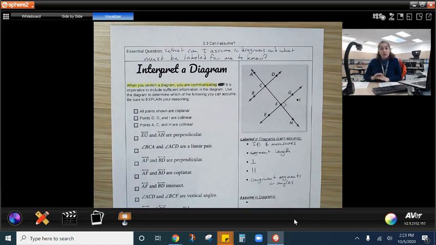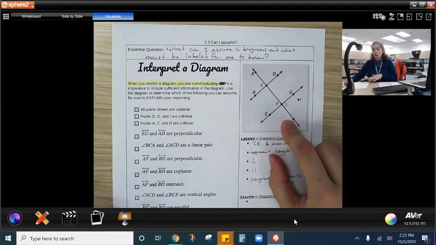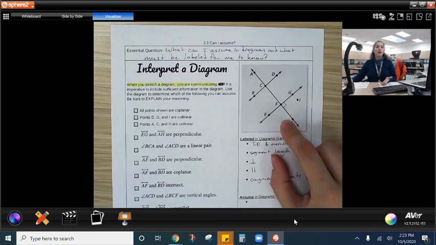So today we're going to be talking about what we can assume in a diagram and what we have to have labeled for someone else to know. Because when we have these diagrams, we're communicating with someone else.